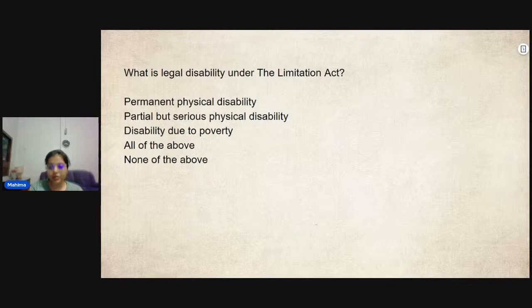Can someone open the Bare Act and read? Everyone can read the section again. I am also opening my Bare Act and reading the section again.